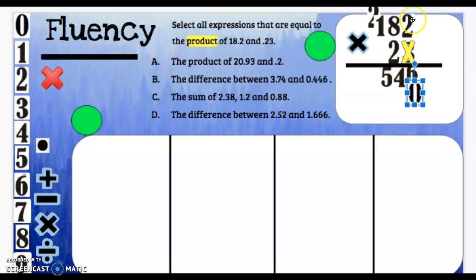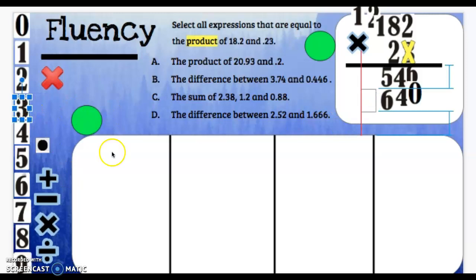And then I would do 2 times 2 is 4. 2 times 8 is 16. So I put my 6 and bring up my 1. 2 times 1 is 2, plus 1 is 3. And then I add my 2 products that I got. So add those 2 up.